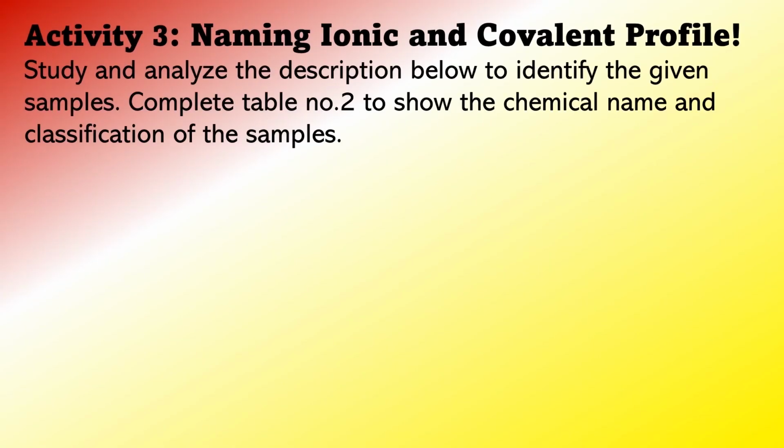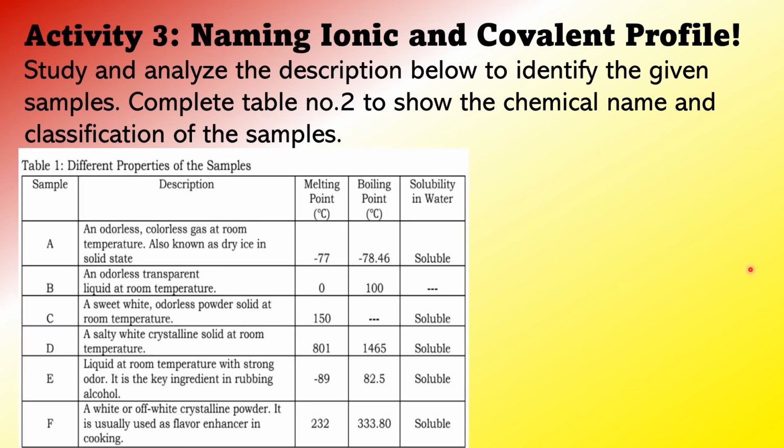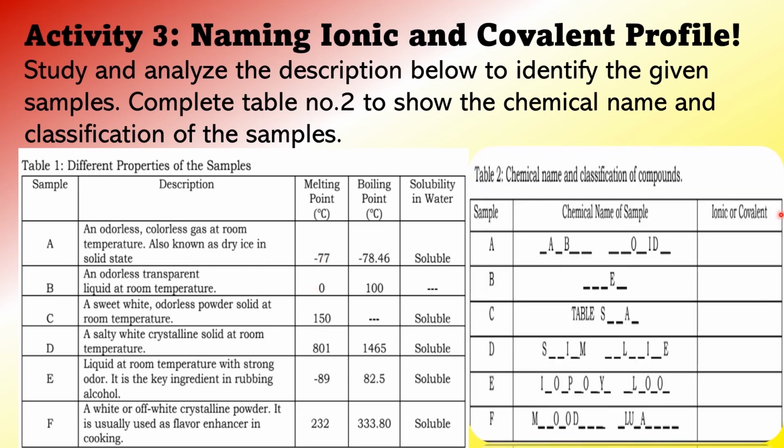For activity 3, naming ionic and covalent profile. I want you to study and analyze the description below to identify the given samples. Complete the table number 2 to show the chemical name and the classification of samples. Let's read the different properties of the different samples. For sample A, it is an odorless, colorless gas at room temperature, also known as dry ice in solid state.